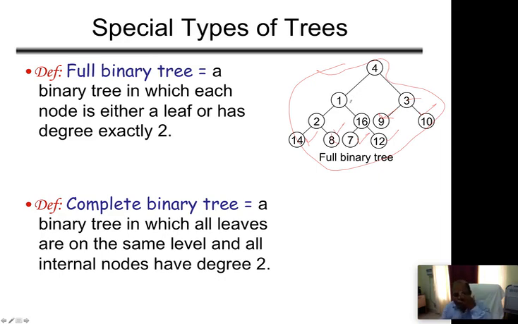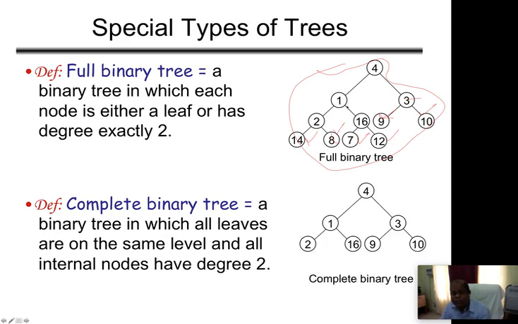Next definition is complete binary tree. A binary tree in which all the leaves are on the same level and all internal nodes have degree 2. That means a complete binary tree is a binary tree whose leaves are on the same level and all internal nodes have degree 2. You see, this is a binary tree, and it is a complete binary tree.